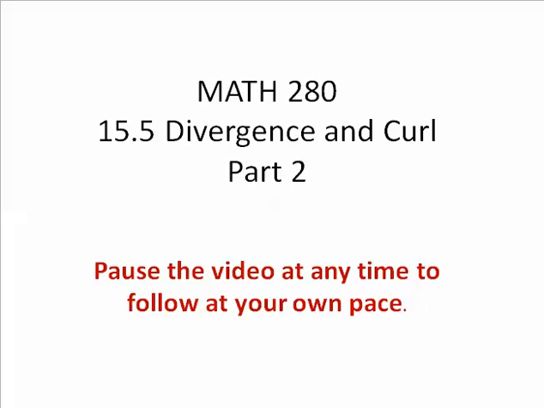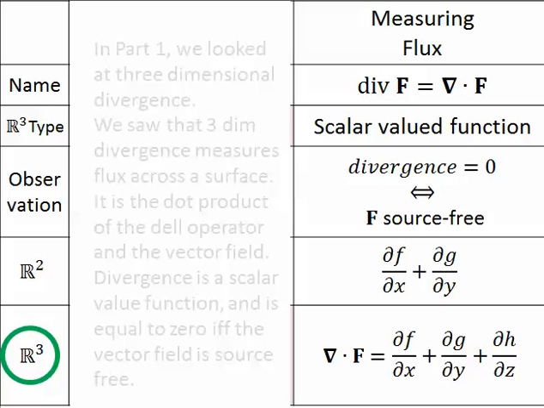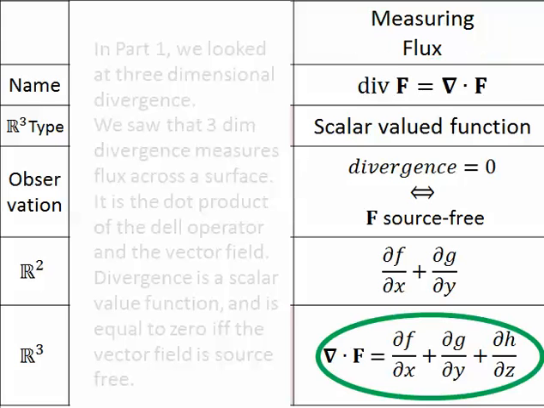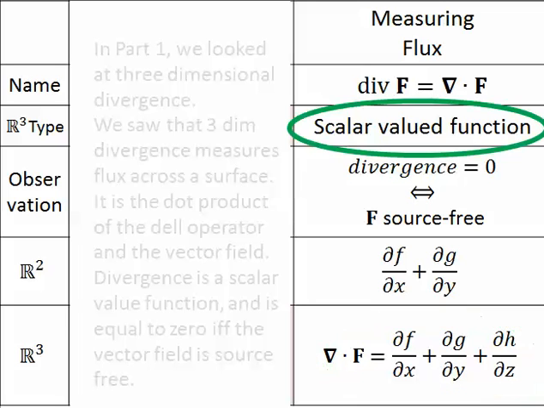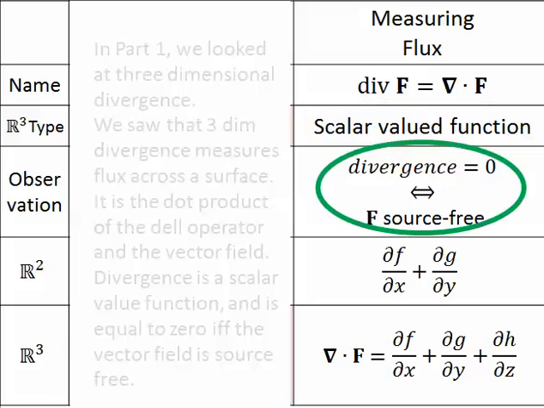Divergence and Curl, Part 2. In Part 1, we looked at three-dimensional divergence. We saw that three-dimensional divergence measures flux across a surface. It is the dot product of the del operator and the vector field. Divergence is a scalar-valued function and is equal to 0 if and only if the vector field is source-free.